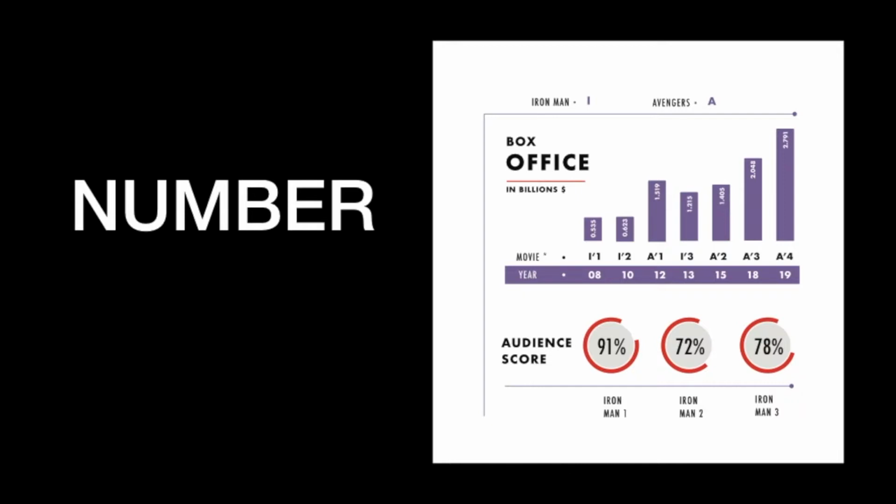Besides that, I want my audience to learn that there is an increasing trend in those movies. Also, the Avengers movies always have a higher box office than the Iron Man movies. I guess it is because there are more superheroes in those movies. Below that, there are 3 donut charts. Those are the audience scores in percent of the 3 Iron Man movies. The audience can read the numbers directly. Also, they can compare the percentages based on the red donuts.